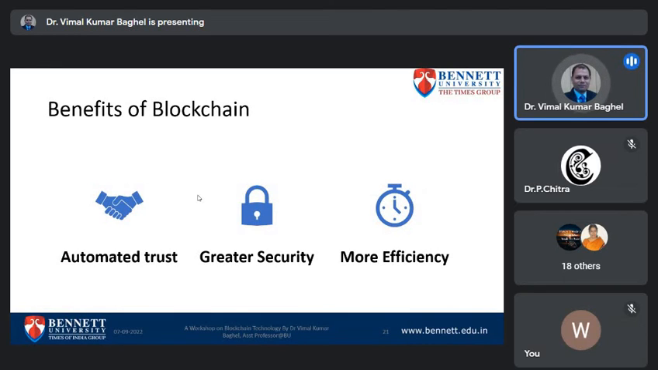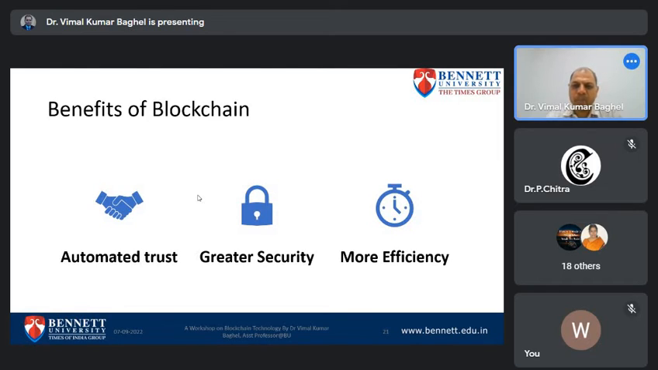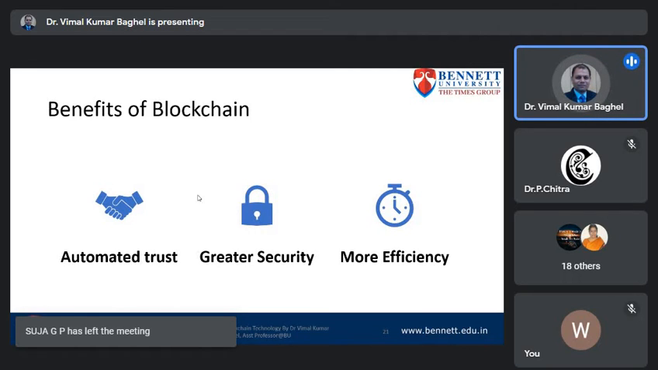As we discussed from the beginning, the benefit is that there is an automated trust from the blockchain. Nobody has to trust anybody. If I am part of the blockchain, I don't need to trust anyone, or there is a process of establishing trust. There is greater security because we are using hashing between the blocks, and no block is connected without a hash. There is more efficiency because the retrieval time is becoming less. It is becoming faster because of the availability of the transactions over the peers.